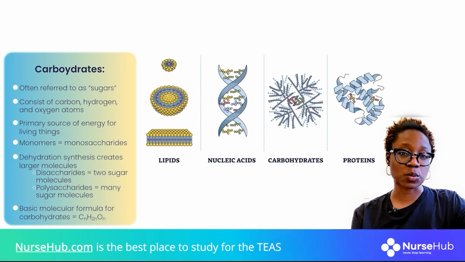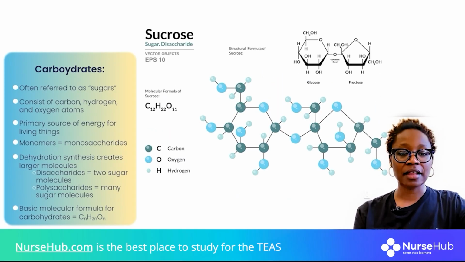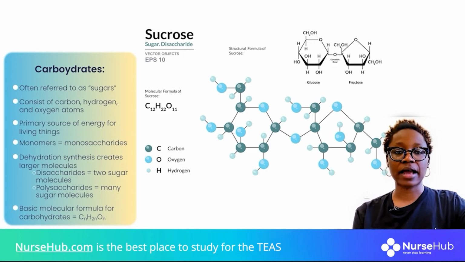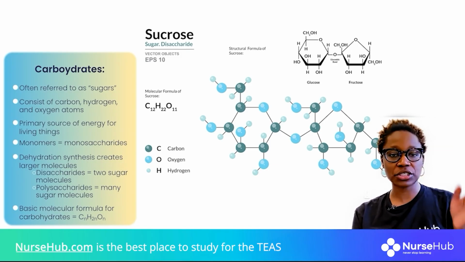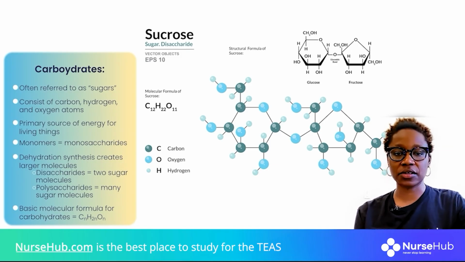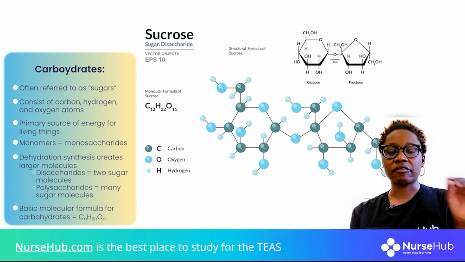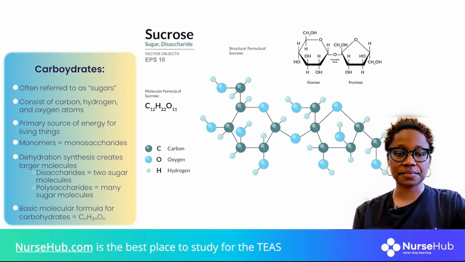So here are some examples that we're going to run through really quickly. The first is sucrose, right? So if you were to count up the number of hydrogens, count up the number of oxygens that you see there, you will see kind of how many of each are present.